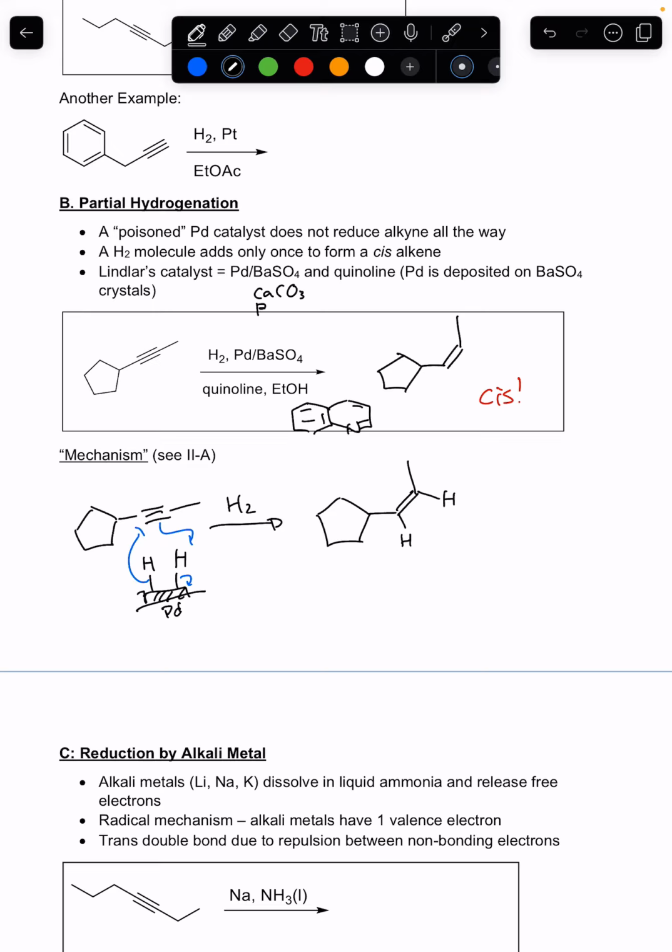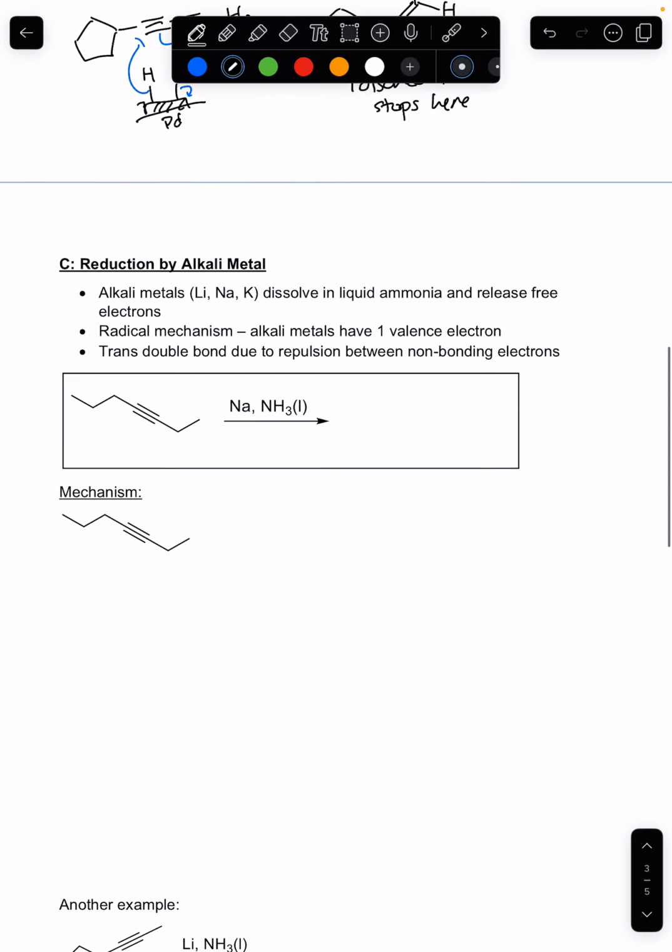I should also add barium carbonate. I just remembered that's another possibility, but because poisoned palladium is not as reactive, the reaction just stops here. It doesn't go further to the alkane all the way. Okay, so that's really all there is to partial hydrogenation.